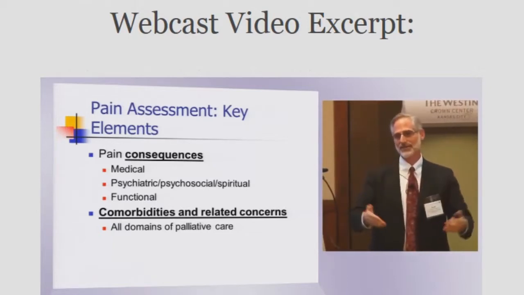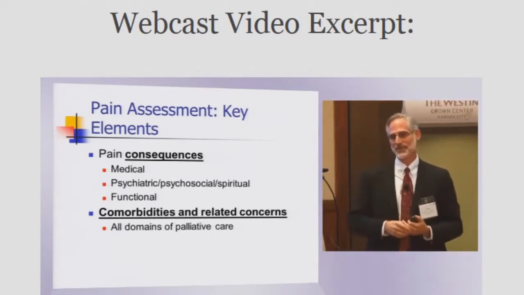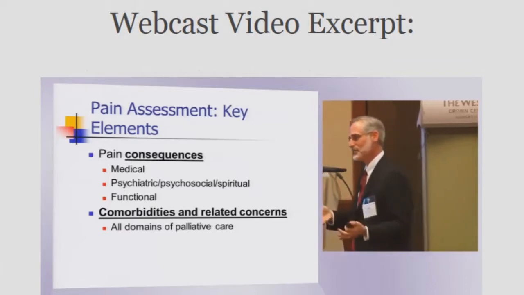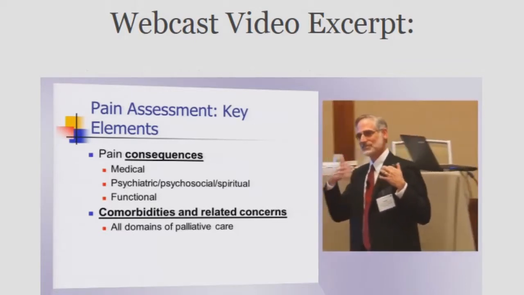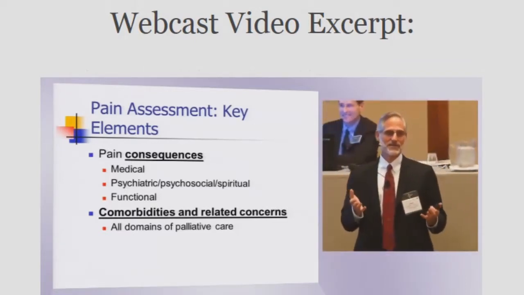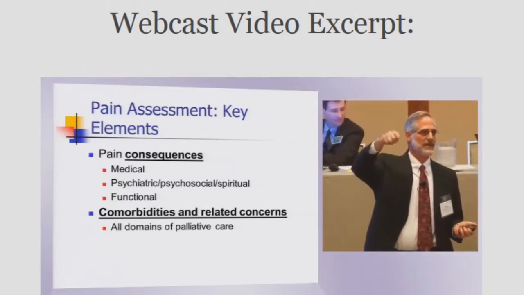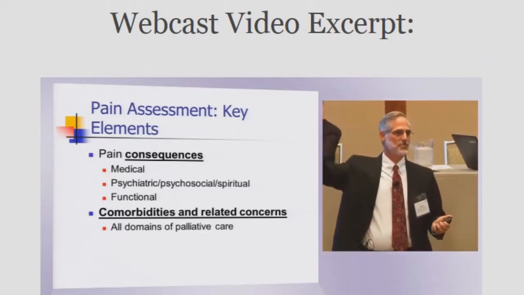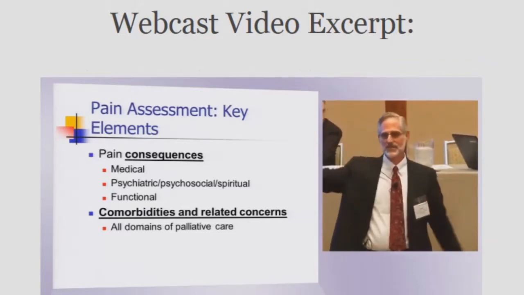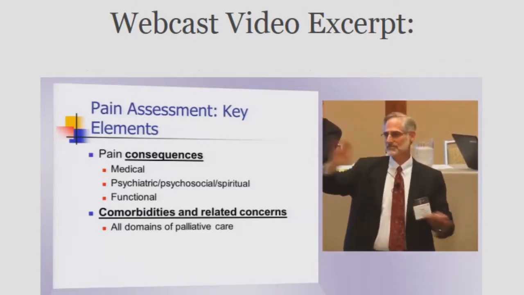I have my own type of documentation. It's very idiosyncratic, and I get away with it because I'm old. But you need to think about how you want to document this complexity. When you say patient has pain, 8 out of 10, that documentation says absolutely nothing.